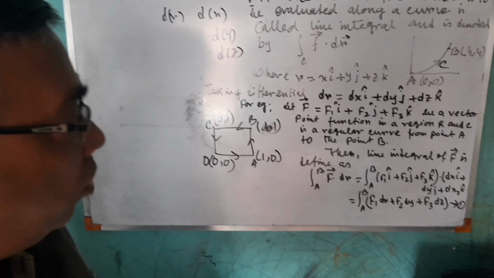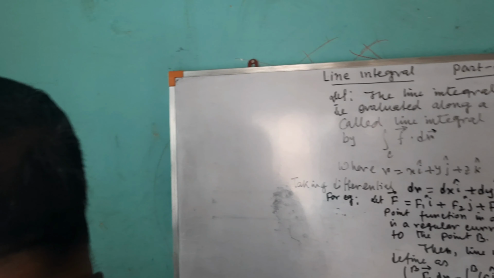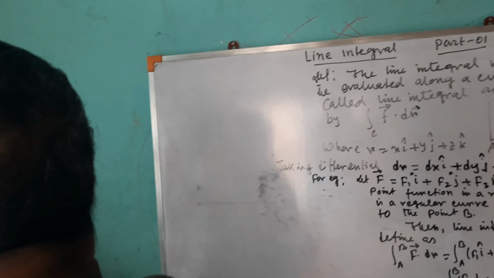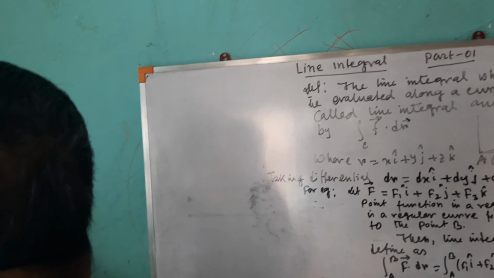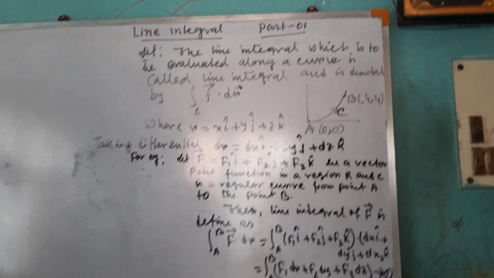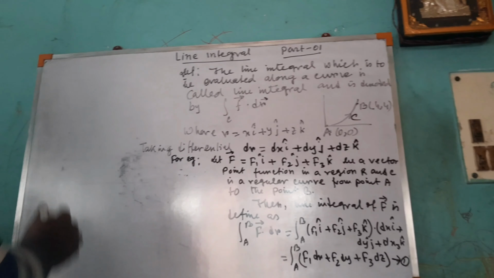Now I have to take an example from the university question paper. This is a very important sum I have taken. I am writing this sum, you have to follow this sum. Just follow me. F, I already told, is a vector point function. It should always be given.